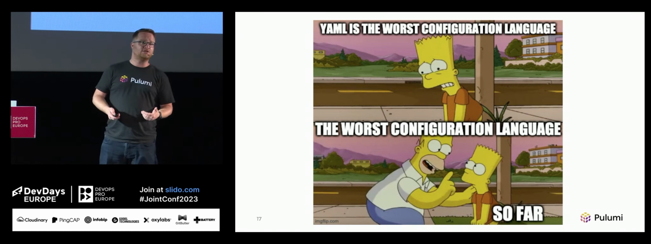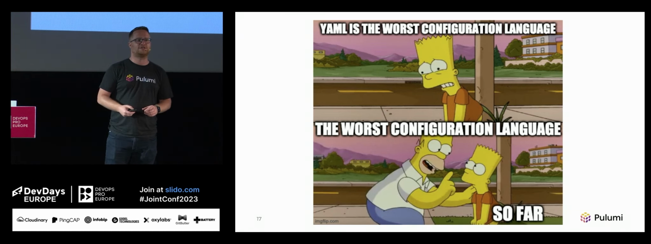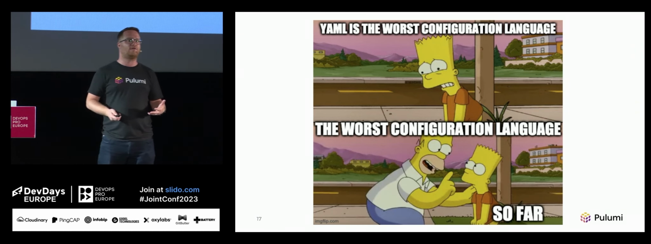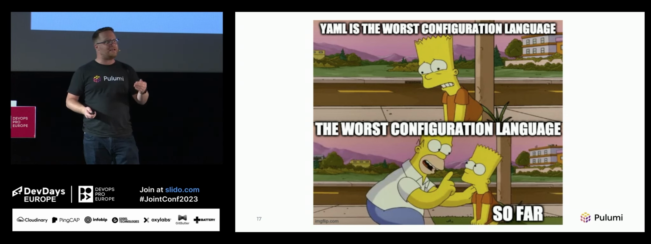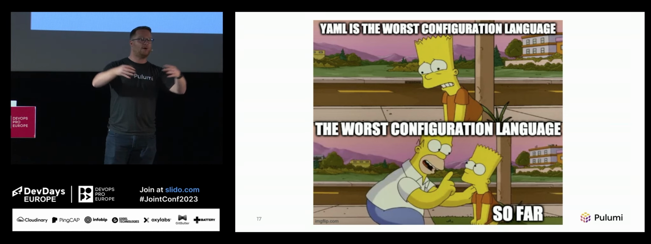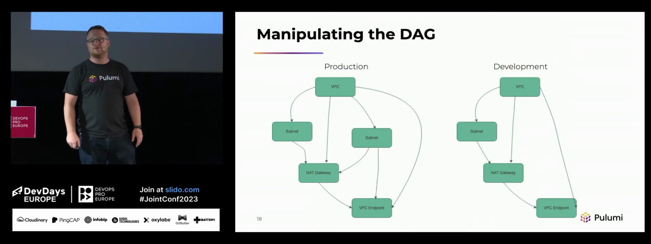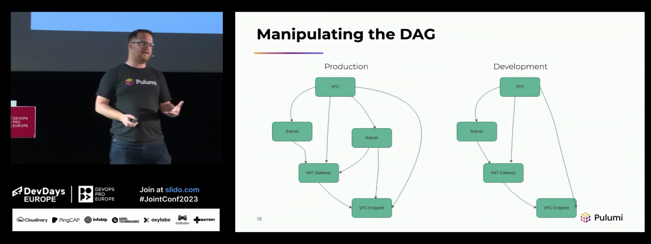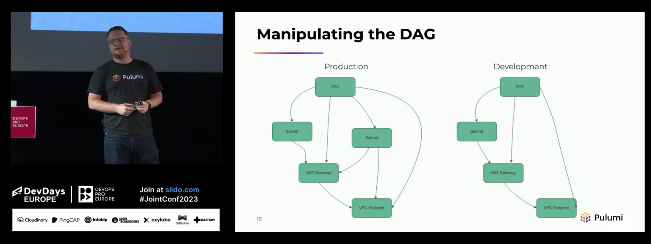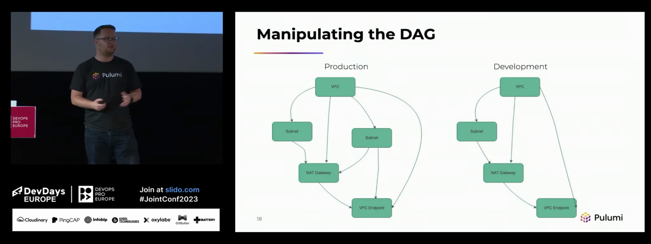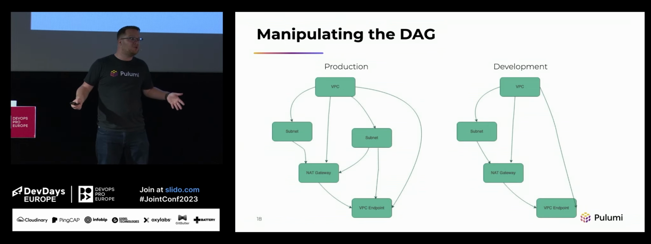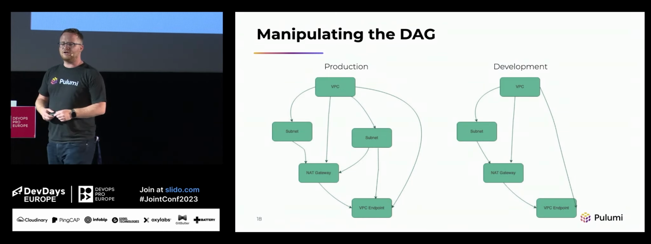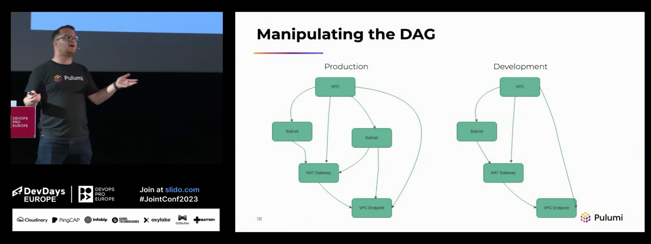And one of the things that is really, really important about these configuration languages is that while you don't need to do conditionals when you're creating your resources in your cloud provider, you do need to manipulate the graph that you are creating. And you can't do that with a configuration language. So what do I mean by manipulate the graph? Well, let's say you have a production and development environment, right? And you want your development environment to not cost as much money as your production environment because it's a development environment. So you've decided that you're going to have fewer subnets in your development environment.